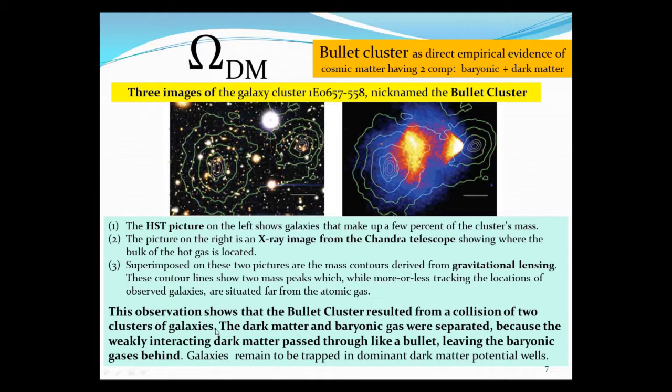So the interpretation is that the observation shows that the bullet cluster resulted from a collision of two clusters of galaxies. The dark matter and baryonic matter are separated because the weakly interacting dark matter passes through like a bullet. They go through each other because they don't interact, they don't collide, but the baryonic matter of course collides and gets heated up, especially the gases. So the galaxies, the ordinary galaxies, remain trapped in the dark matter potential wells, but the gases are heated up and radiate. So that's the direct evidence for dark matter.